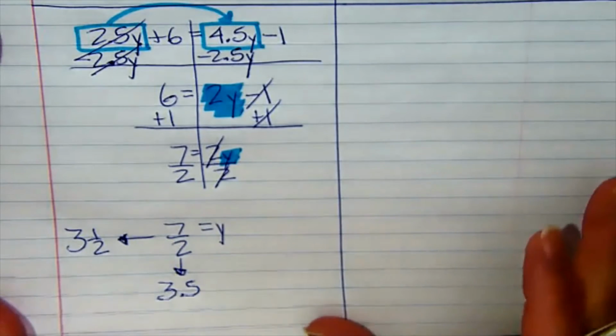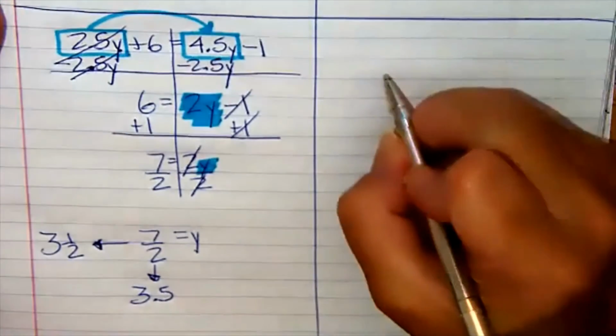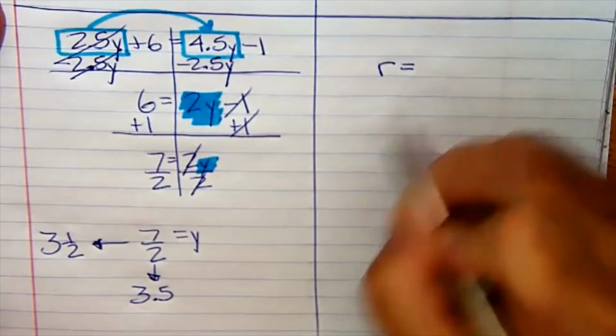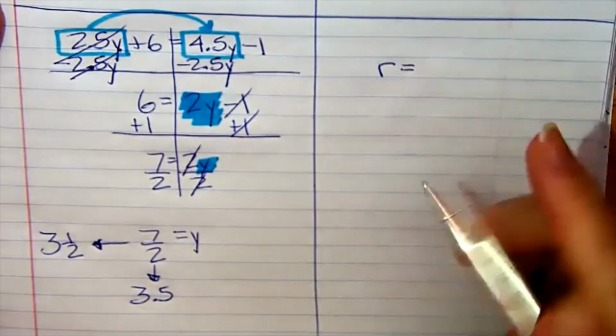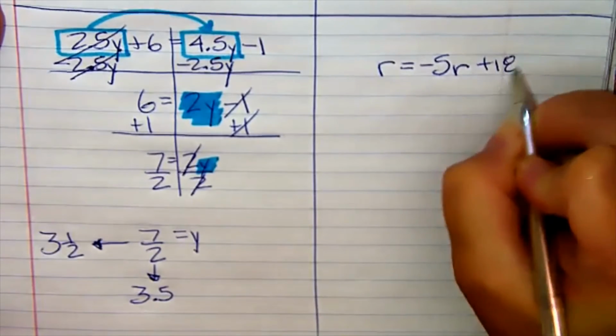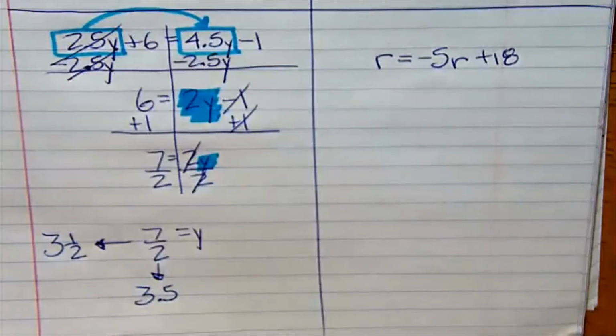Okay, I'm going to give you one, and I want you to try this on your own. The only way to truly know if you understand how to do it is to try it. So r equals -5r plus 18. So I want you to try this on your own.